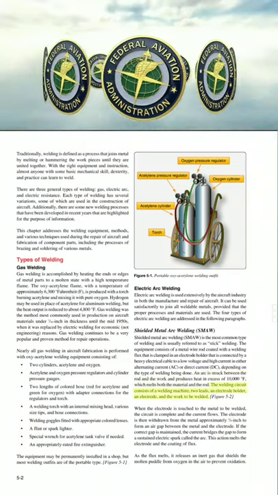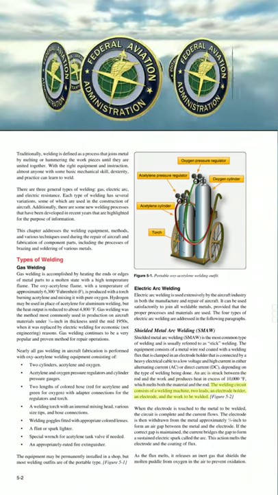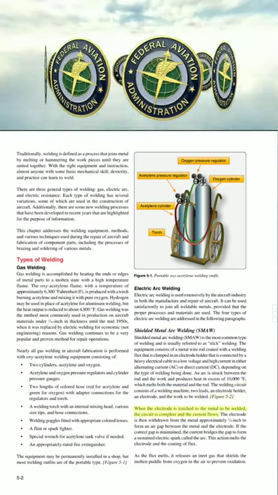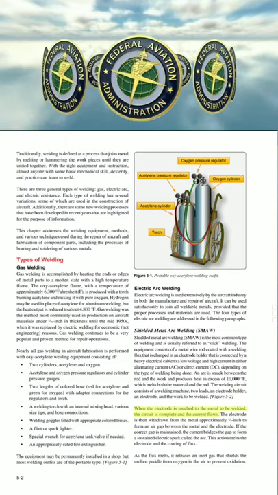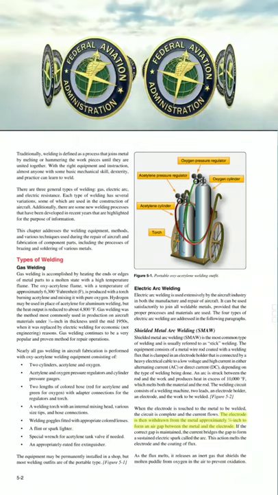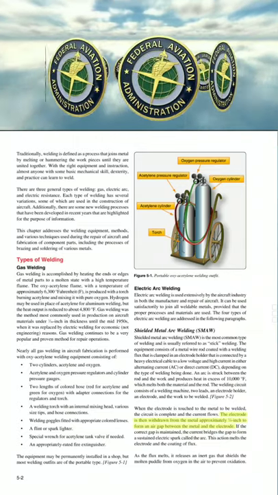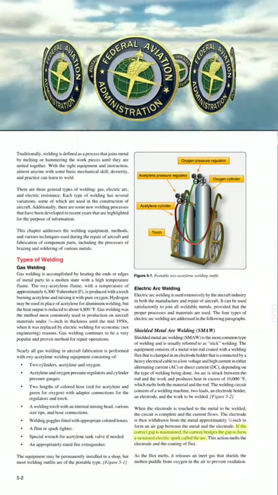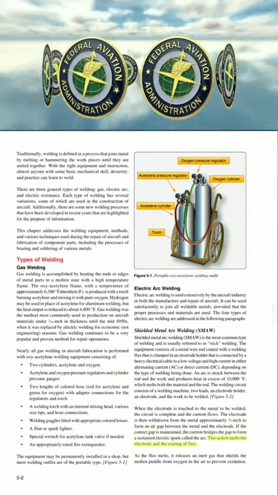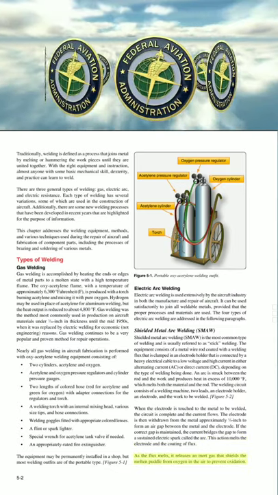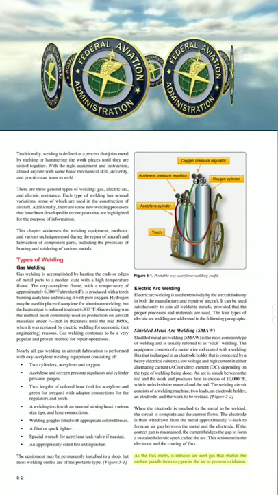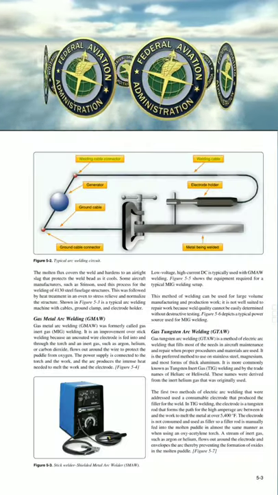The welding circuit consists of a welding machine, two leads, an electrode holder, an electrode, and the work to be welded. Figure 5-2. When the electrode is touched to the metal to be welded, the circuit is complete and the current flows. The electrode is then withdrawn from the metal approximately 1/4 inch to form an air gap between the metal and the electrode. If the correct gap is maintained, the current bridges the gap to form a sustained electric spark called the arc. This action melts the electrode and the coating of flux. As the flux melts, it releases an inert gas that shields the molten puddle from oxygen in the air to prevent oxidation.